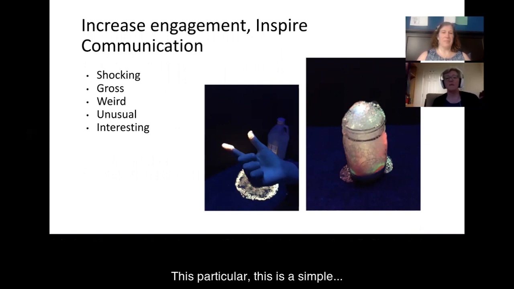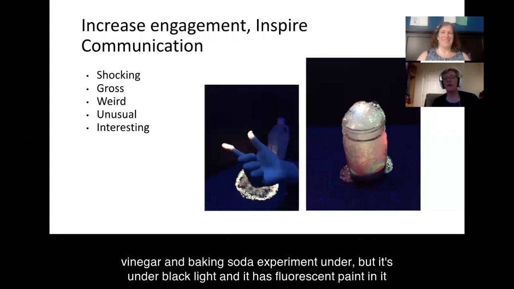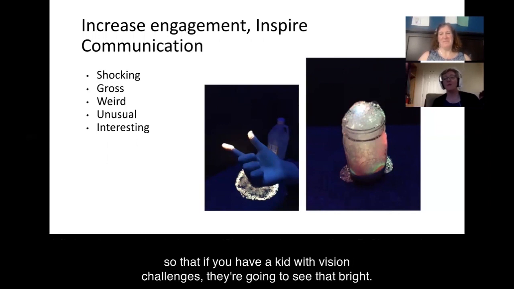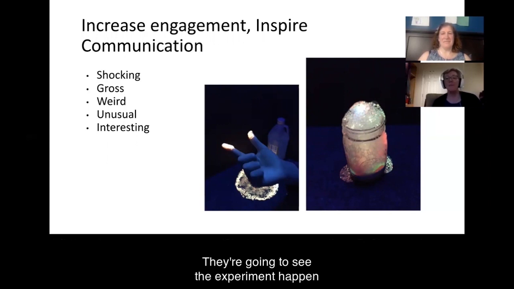This is a simple vinegar and baking soda experiment, but it's under blacklight, and it has fluorescent paint in it, so that if you have a kid with vision challenges, they're going to see that bright. They're going to see the experiment happen, and you can always add more vinegar and more baking soda and make more bubbles come out.